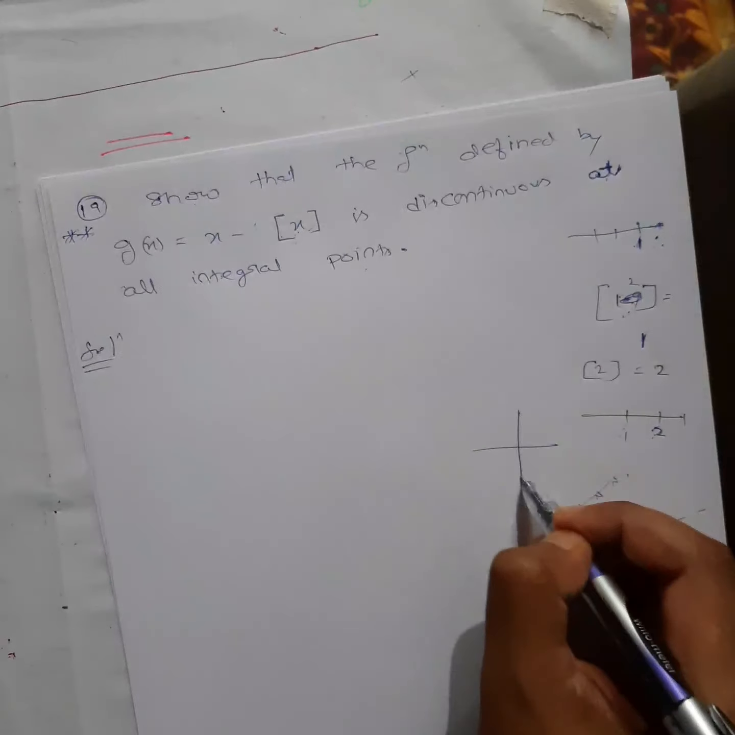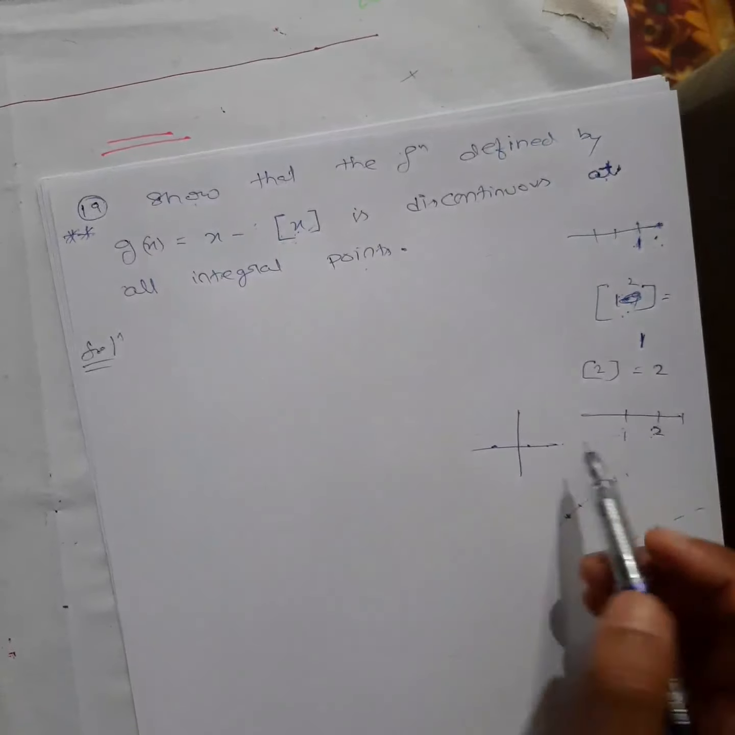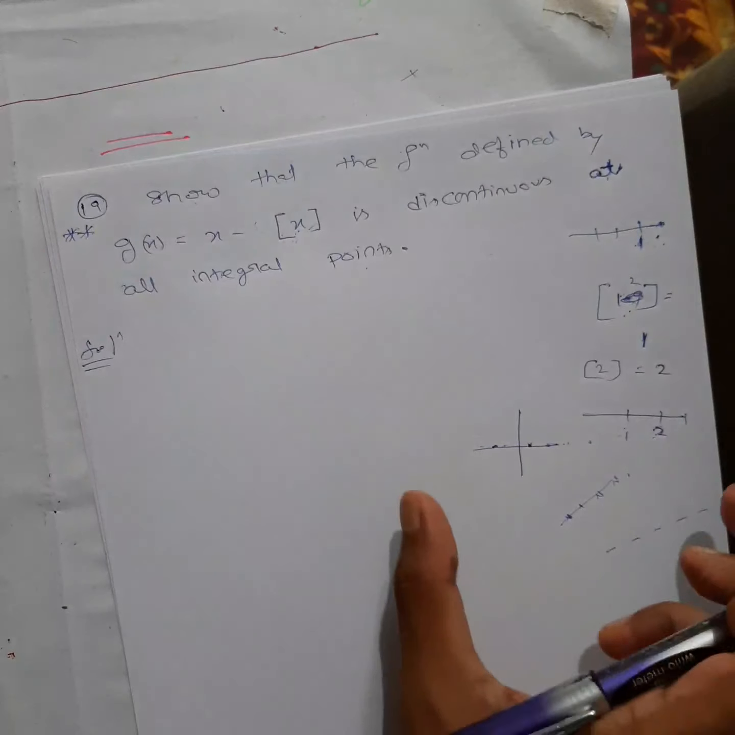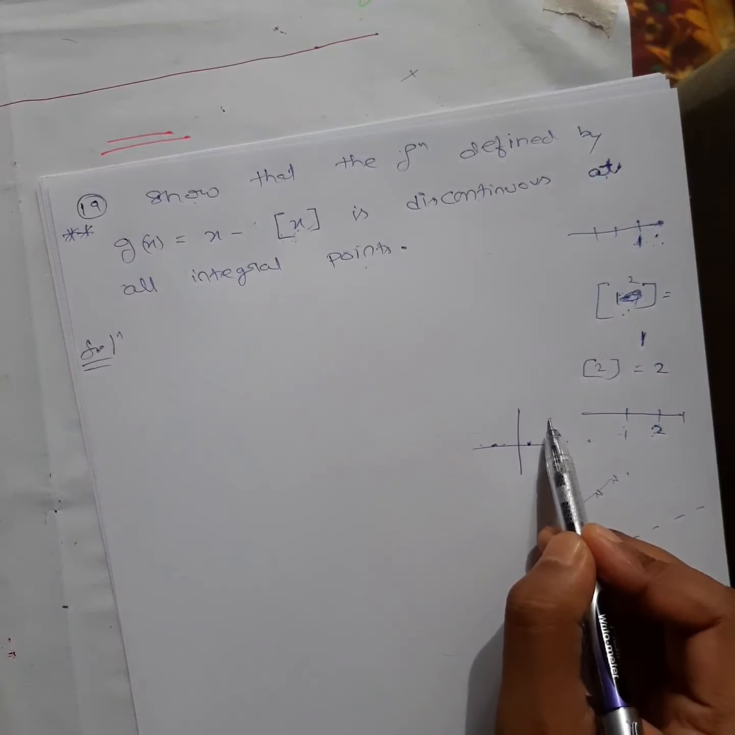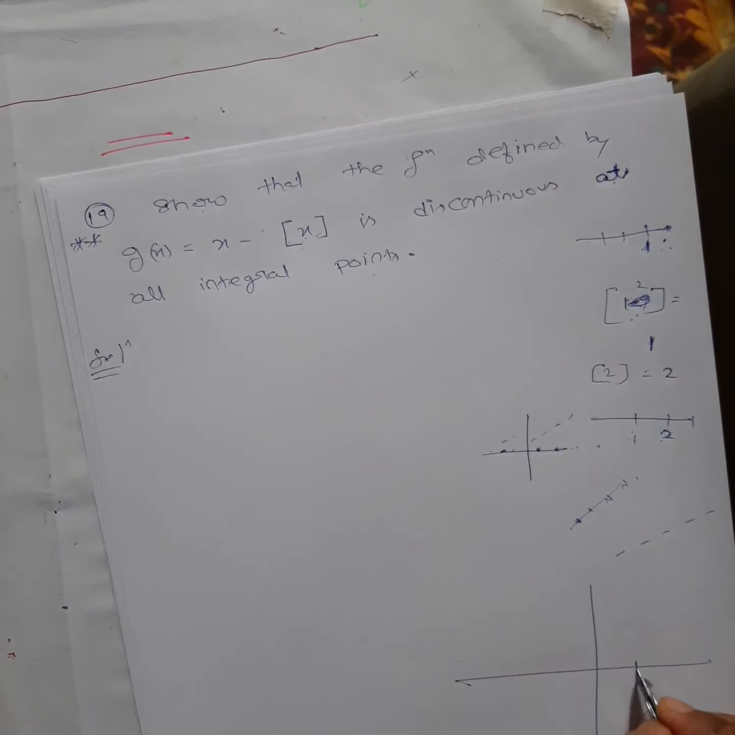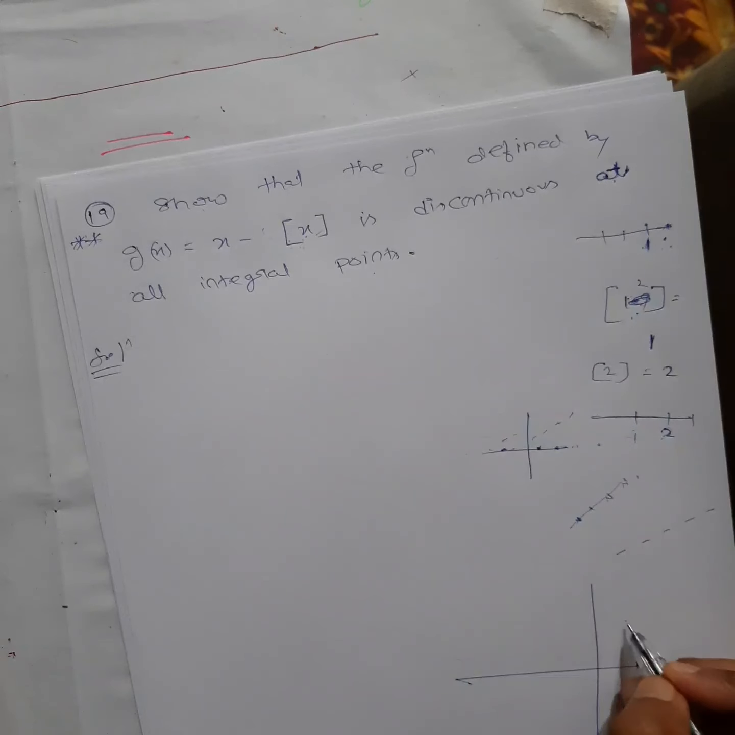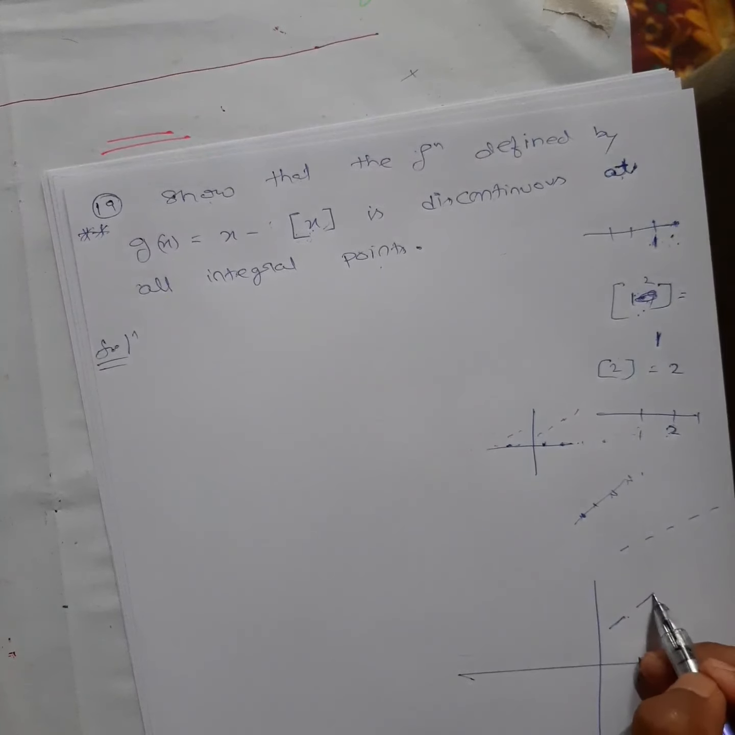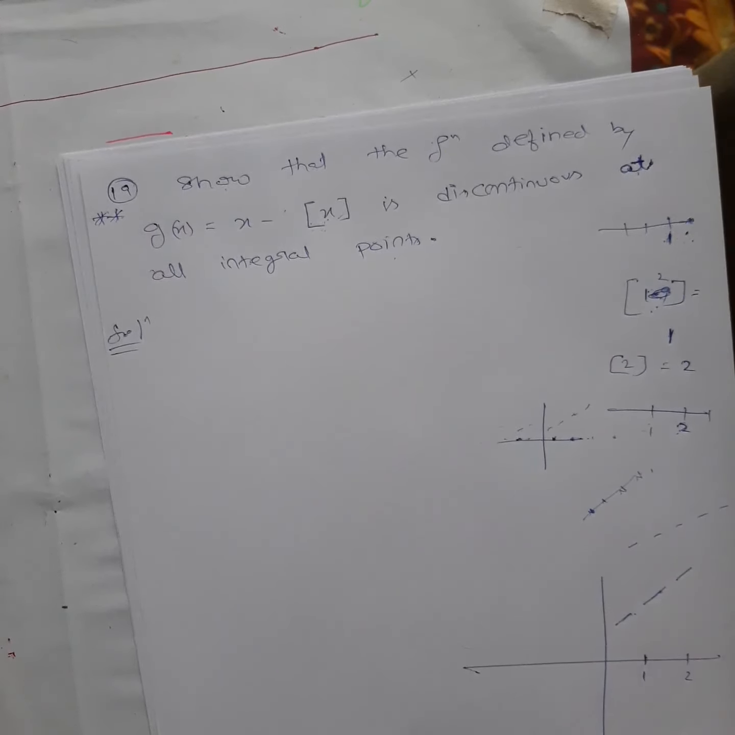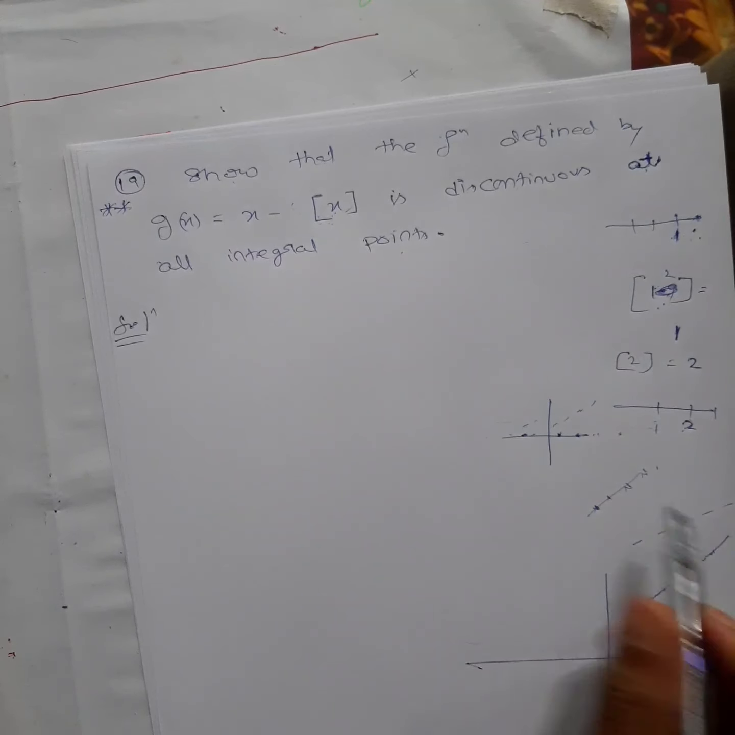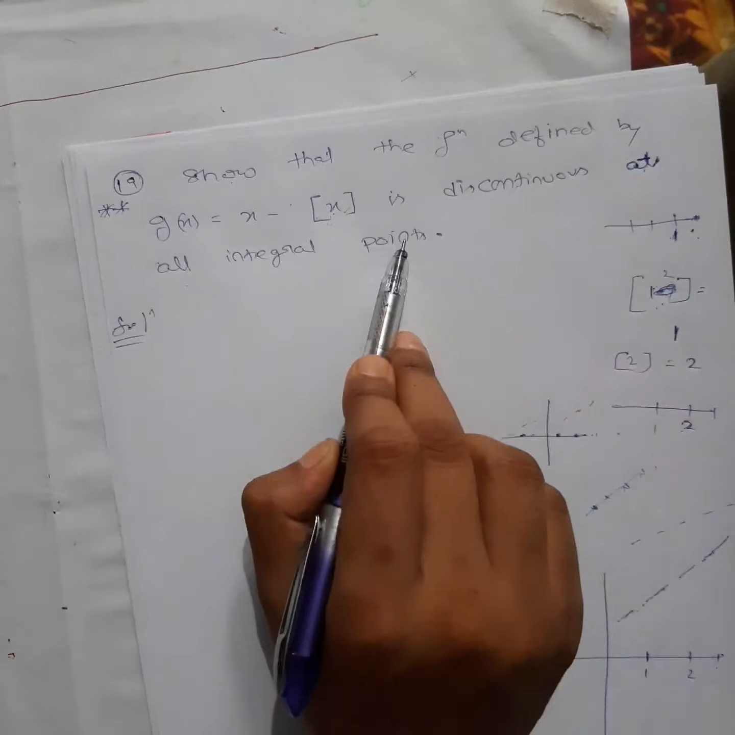Means you have to show that when you take all integer values of x, like 1, 2, 3, 4, minus 1, minus 2, minus 3, the graph will break there. Let me draw a big one. This is 1 suppose, 2, and the graph is coming like this. At 1 the graph will break like this. When it is about to reach 2, the graph will again break, and at 3 again. So you have to show that it is discontinuous at all integer values.